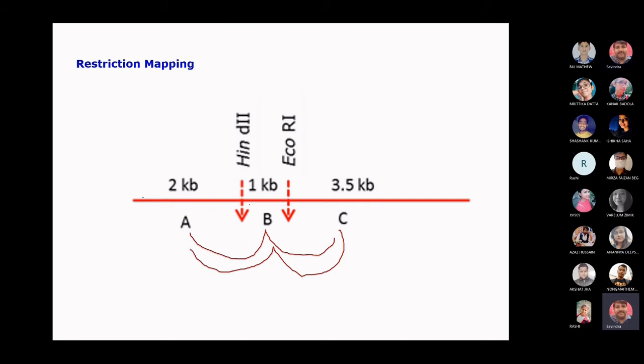Okay. And suppose you have drawn a 6.5 centimeter line. After 2 centimeter, you will mark one restriction site. After 1 centimeter, you will mark another restriction site, and you will write the different codes A, B, C, and then you will decode it again here. A stand for 2 kb, B stand for 1 kb, and C stand for 3.5 kb. Okay.